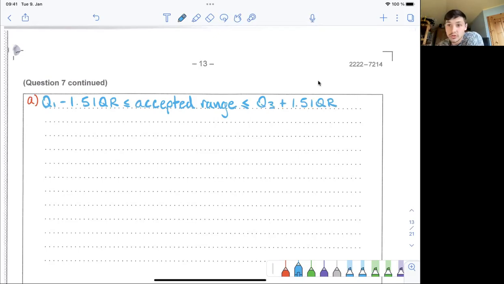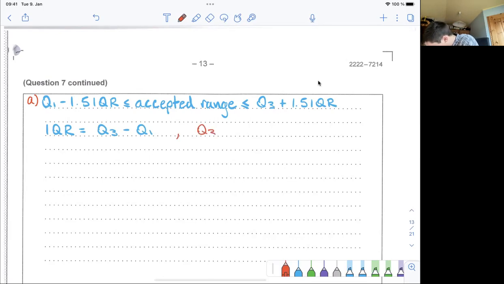Now, the formula to find the interquartile range is in your formula booklet, so I'll write that down here. IQR is equal to Q3 subtract Q1. All right, and so now we can go about and answer our question. We'll write down our info here. We've got Q3 is equal to 88, and Q1 was equal to 62.